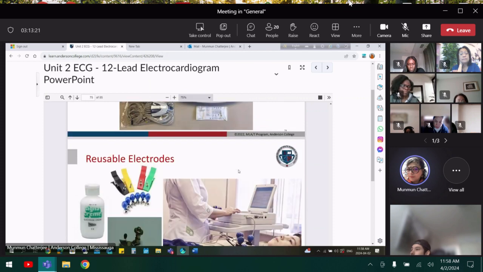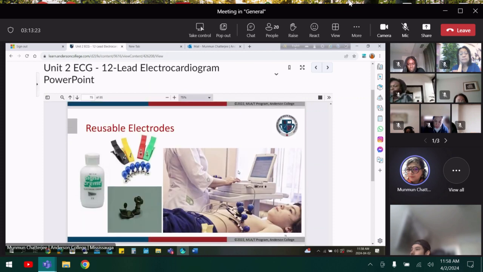In hospital, we use a different one. Nowadays we don't use this one. Reusable electrodes, we use reusable electrodes nowadays.